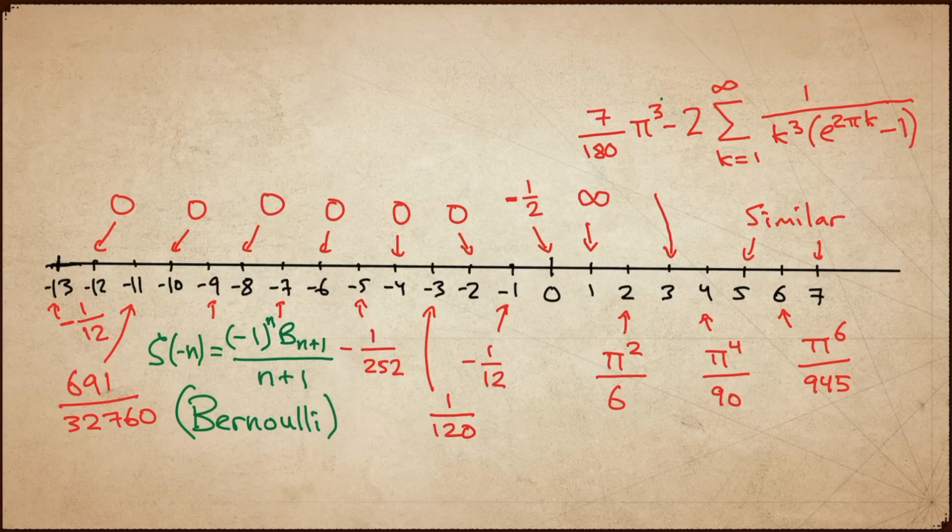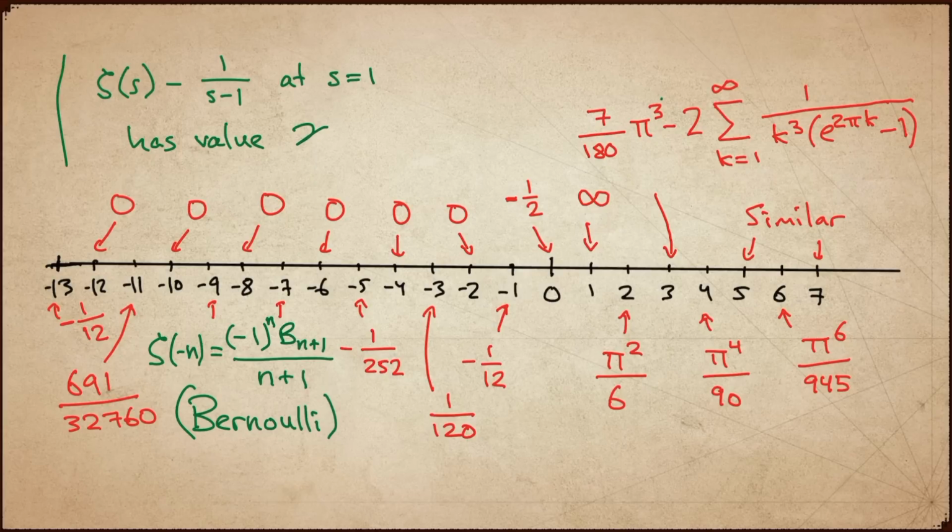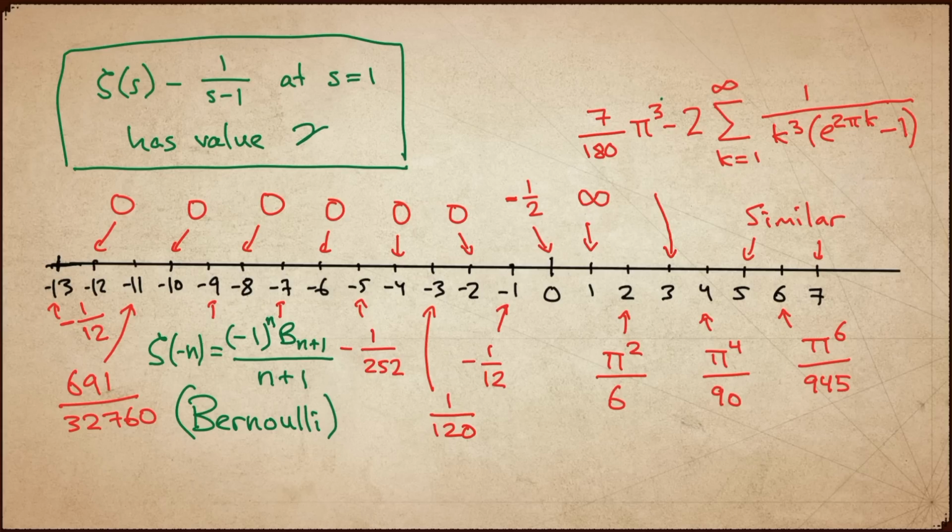However, if you subtract the term 1 over s minus 1 from the zeta function, that pole is cancelled. And the value at s equals 1 of this modified function is gamma, the Euler-Mascheroni constant. The symmetry point at s equals 1/2 is not an integer. So that's not usually called a special value. The value is close to minus 1.46.